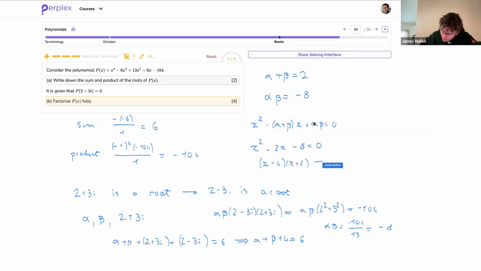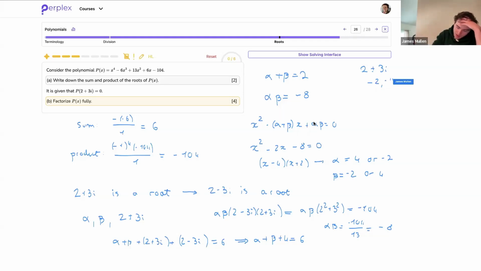And that means that alpha is equal to 4 or minus 2, and beta is equal to the other one. You can have them either way. It doesn't really matter because there's no relationship between alpha and beta; we don't know which one is which. But we do know that overall our roots are 2 plus or minus 3i, negative 2 and 4.